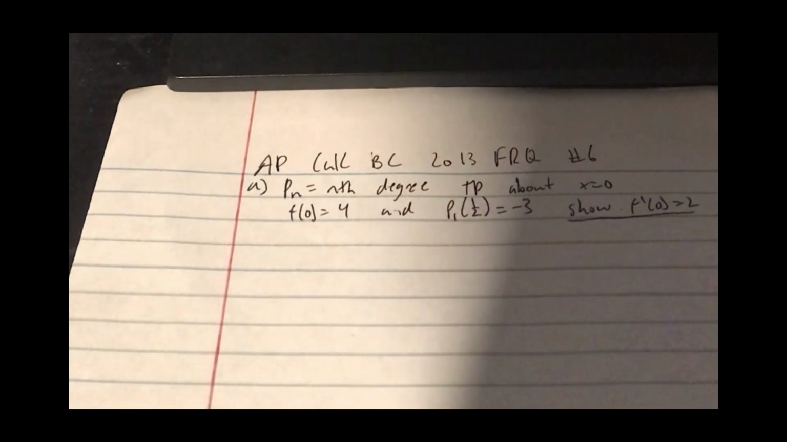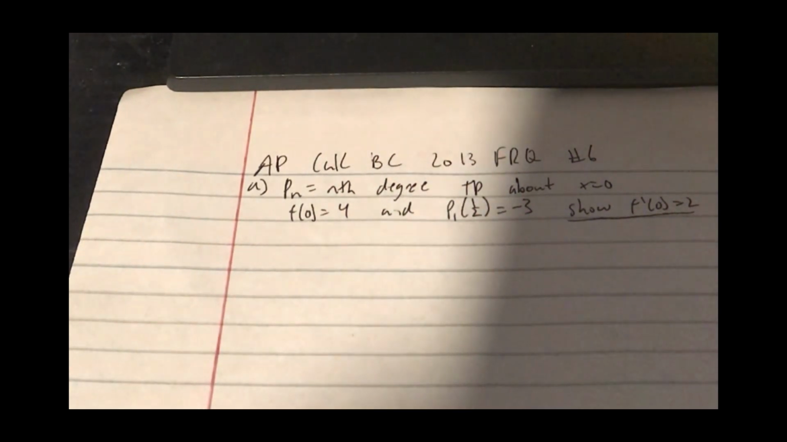Hey everyone. So today we're going to be doing the AP Calc BC 2013 FRQ number 6. And if you don't know about the layout of the AP Calc BC exam, usually the 6th FRQ involves power series or Taylor polynomial, something of that sort. And that's true for this question, so we're going to dive in.